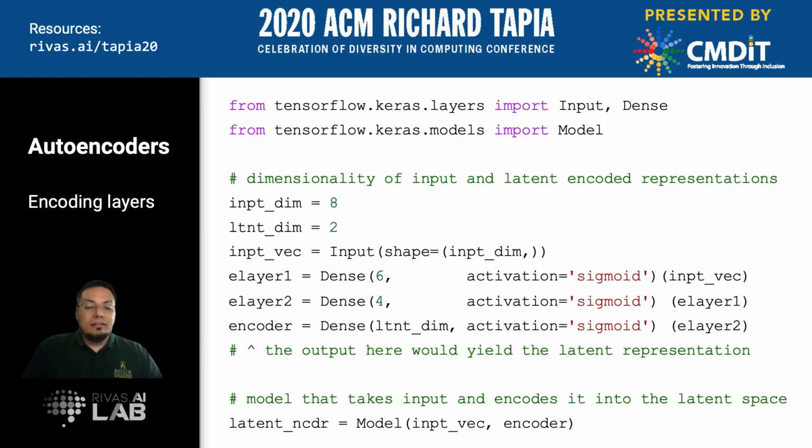Okay, so this last layer, I called it the encoder. And finally, we declare a machine learning model that takes as input the input vector, and also looks at an output from encoder, which is the last layer. We call this model the latent encoder model.